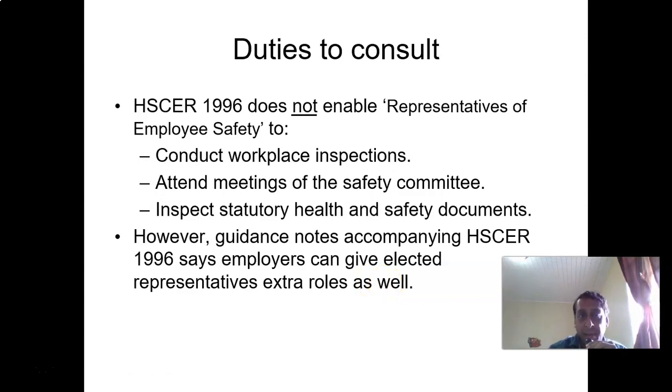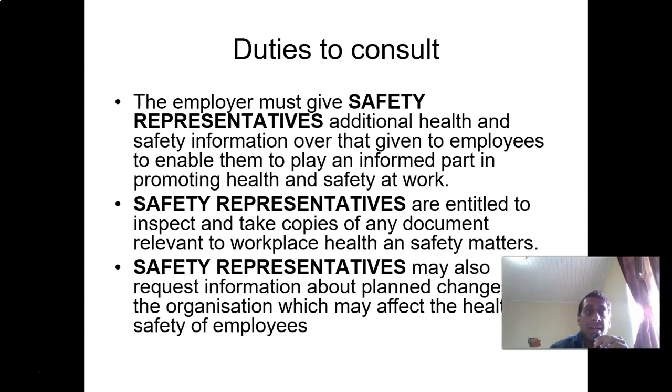Right? So the employer must give safety representatives additional health and safety information over that given to employees to enable them to plan and work. Safety representatives are entitled to inspect and take copies of any documents relevant to workplace health and safety matters. Safety representatives may also request information about planned changes in the organization which may affect the health and safety of employees. So this again is some of the functions of the safety representative.